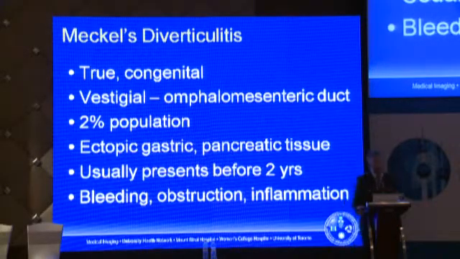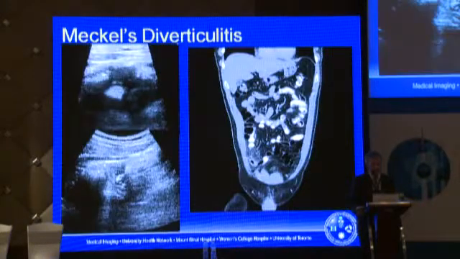Meckel's diverticulitis, it's a true congenital diverticulum, vestigial remnant of the omphalomesenteric duct, about 2% of the population, can contain ectopic gastric or pancreatic tissue, usually presents in early life, but we do occasionally see it in adults, presents as an itis or with bleeding, or sometimes with obstruction, or sometimes with intussusception if they invert.